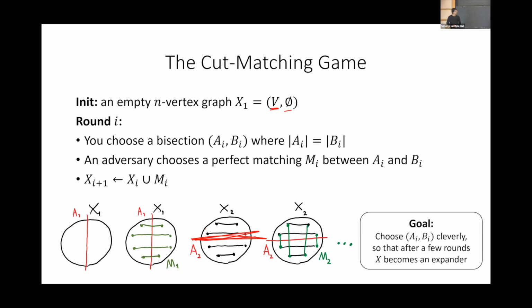Now you think of yourself as the cut player. You choose a cut. Your goal is to choose this cut smartly, such that after only a few rounds, the union of the adversarial matchings must be an expander. So this is a way to construct an expander when you have only loose control over the edges that can be added to it.